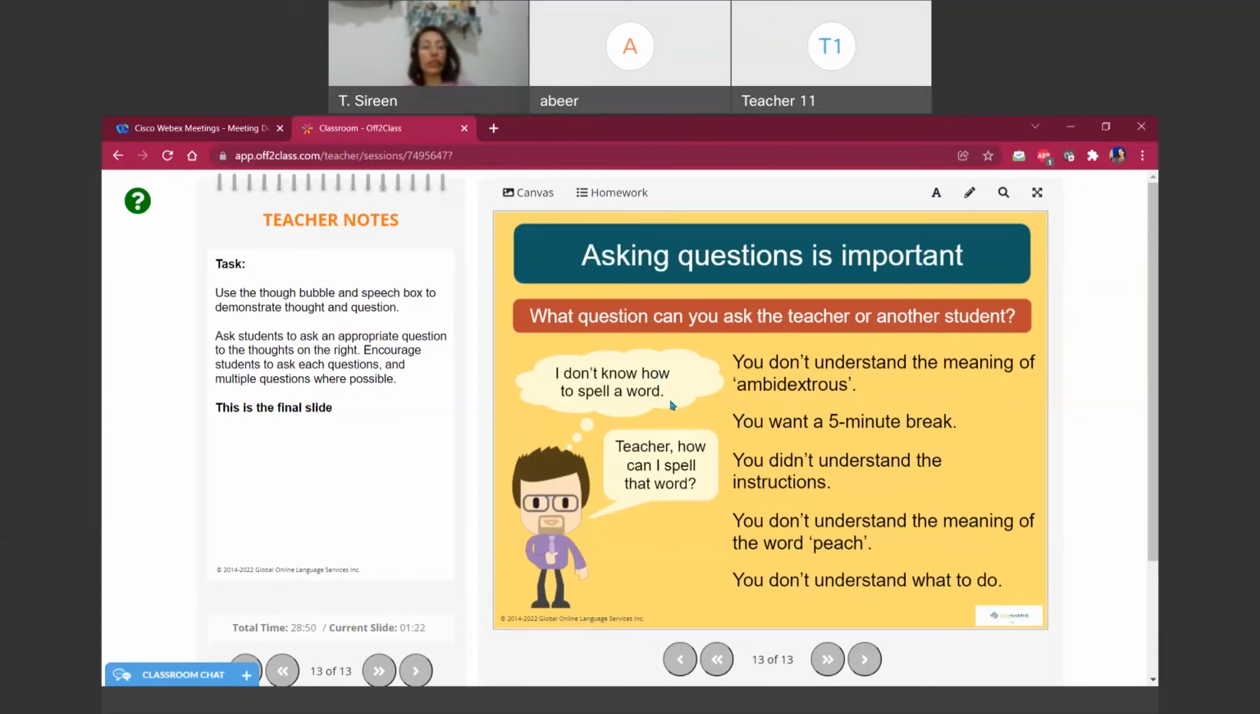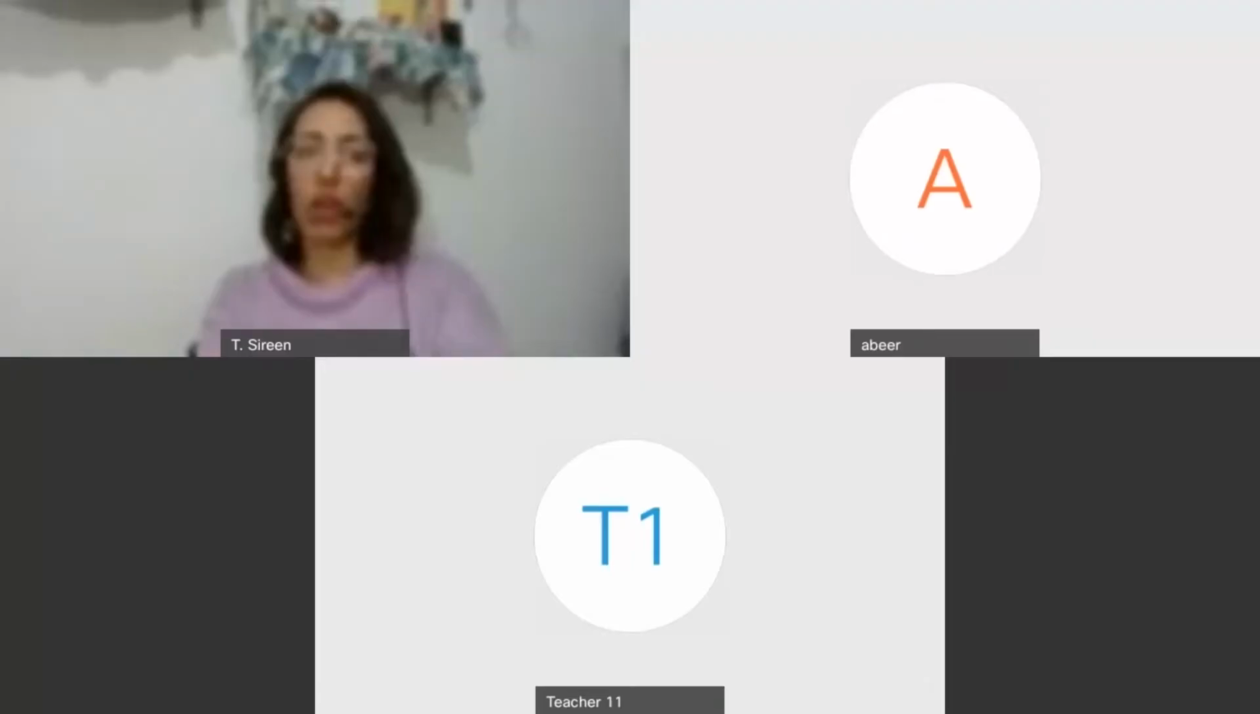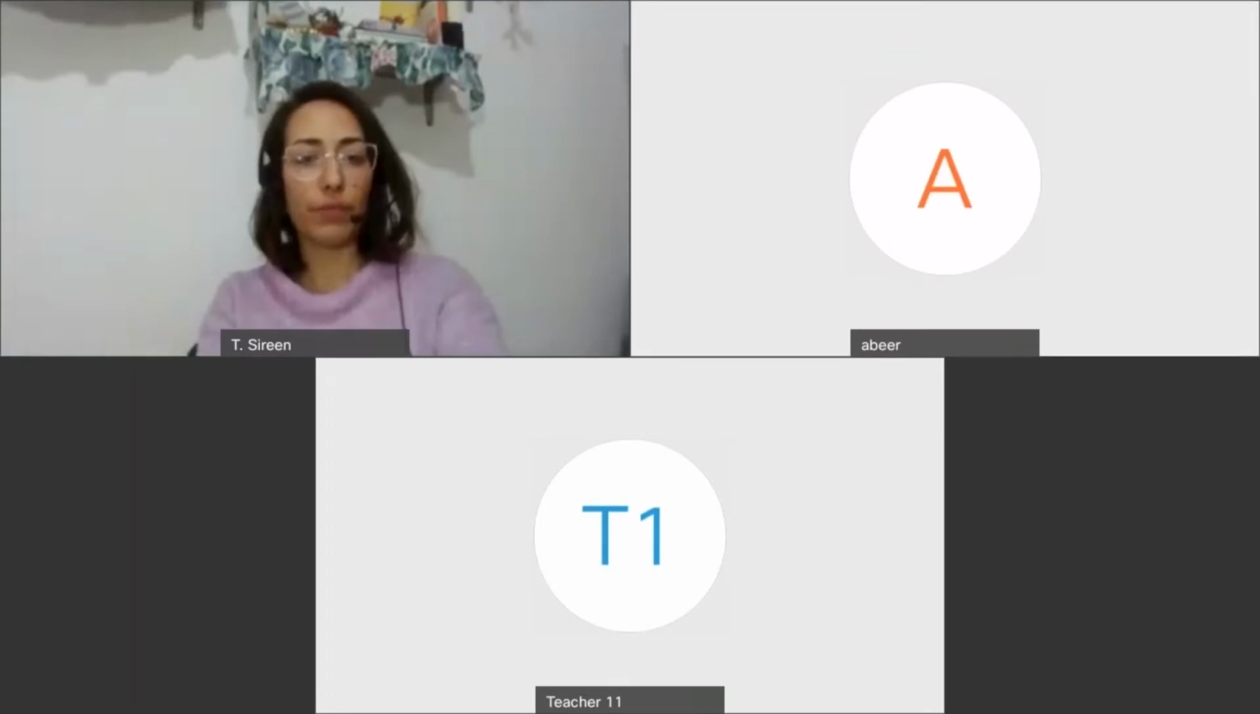Here it says that, for example, when students do not understand something, they can use it in a sentence or in a question. So they may say, I don't know how to spell a word, or, teacher, how can I spell that word? So they can put it in two options. Any questions till now? No, this is very clear. I'm going to help you with some other things that I have found. They are really, really nice.